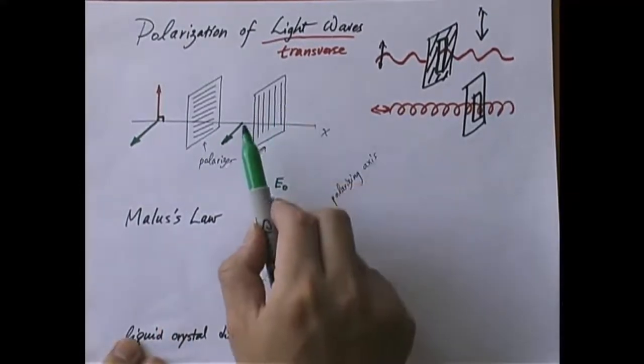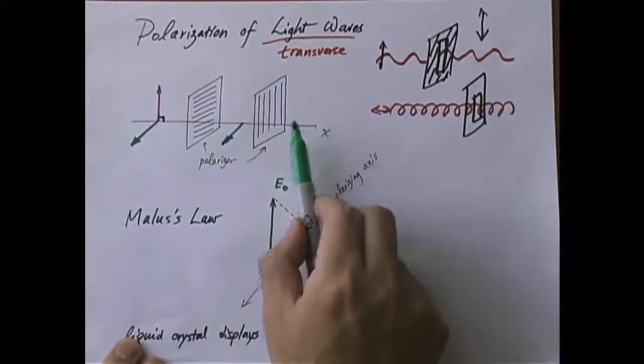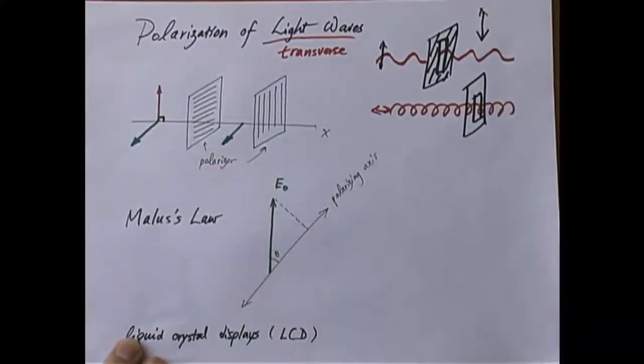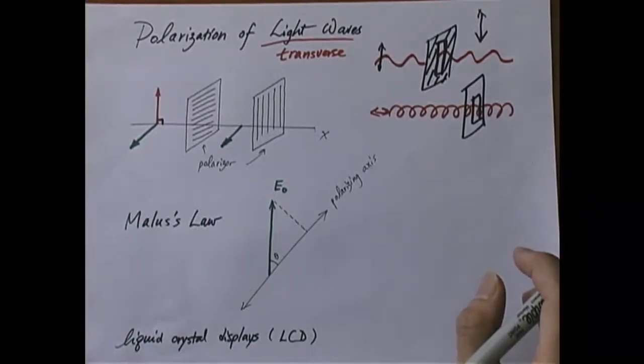Okay, no light can go through both of them. After going through both components, the red and green components are removed. You've got nothing left. Okay, so you can use a polarizer to allow a certain type of oscillation to go through while blocking other types of oscillation.